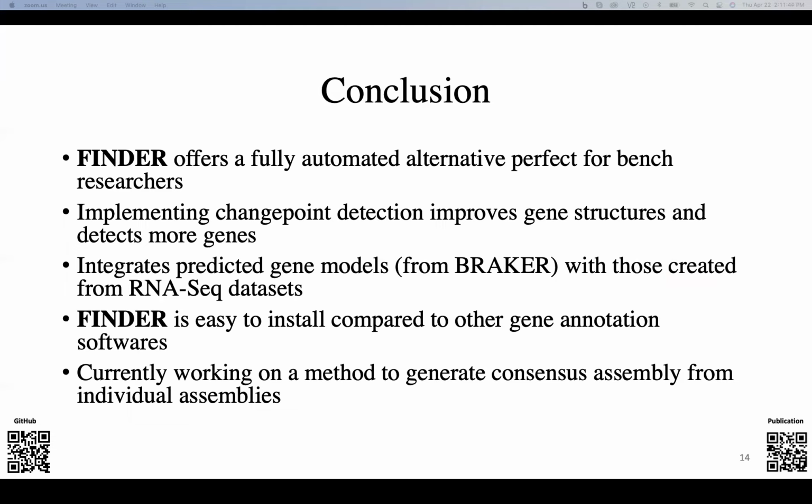This brings me to the end of my talk, and I would like to summarize some key points. To leverage the huge reservoir of RNA-seq data, we offer Finder, which is entirely automated, making it perfect for bench researchers. Finder combines the ab initio gene predictions with gene models constructed from RNA-seq evidence, incorporating the best of both approaches. Compared to other gene annotation softwares, it is much, much easier to install.